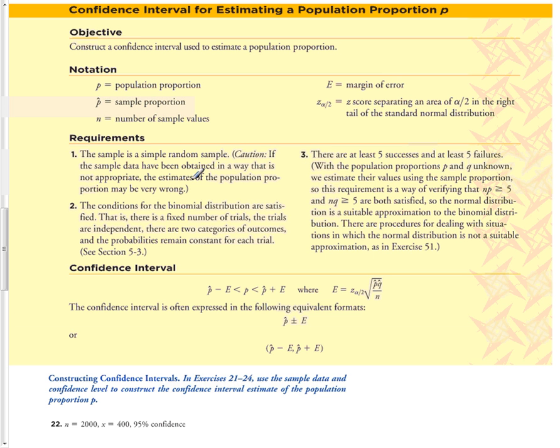These are the requirements for being able to do this estimation. Basically, these requirements are mostly the requirements for the binomial distribution to be estimated as a normal distribution, as it says right here. So this requirement is a way of verifying that these things are true so that the normal distribution is a suitable approximation for the binomial distribution. So we're using the normal as an approximation for the binomial here, and that's what these requirements basically are about.